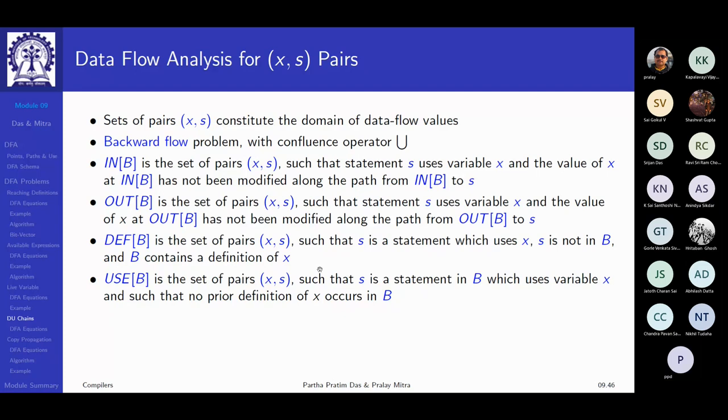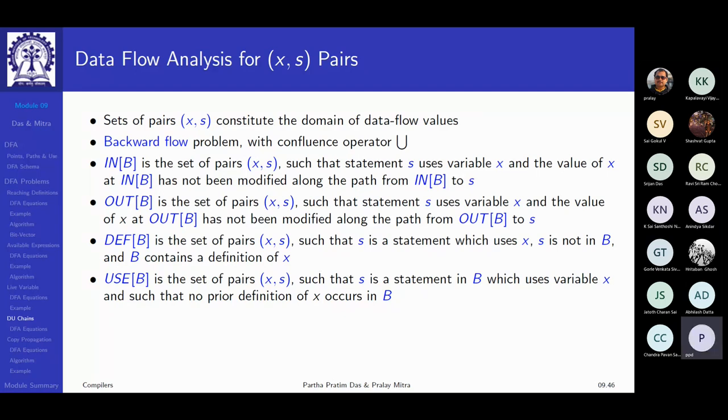So S is a statement that is using X. That is the basic definition of this pair. But S is not in B, and you are defining X. So naturally, if you are defining X, then you are killing that. So this pair will not actually come to the def-use chain.